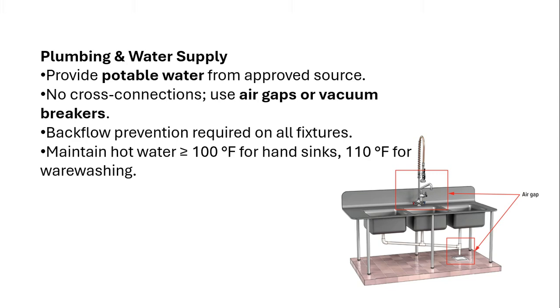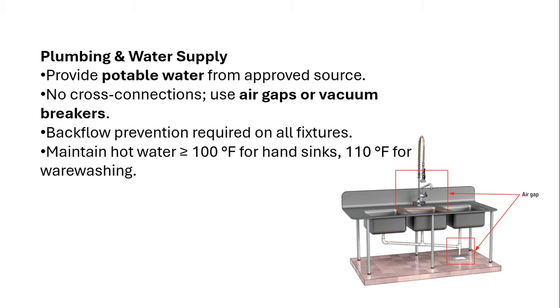The backflow prevention is required on all fixtures to make sure that nothing from a non-potable supply can go back into our potable water supply. The backflow prevention device is required on all of those fixtures. To avoid that, we must maintain water at 85 degrees Fahrenheit for hand sinks and 110 for ware washing, right? Our hand sink, 85 degrees Fahrenheit for washing our hands, and then 110 Fahrenheit for washing, rinsing, sanitizing in our 3-pot sink, okay?